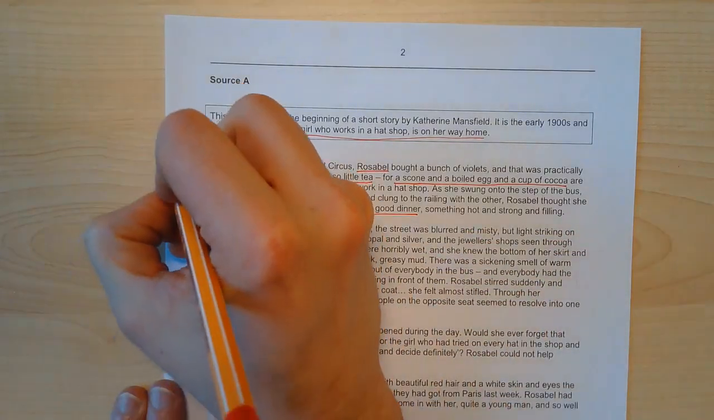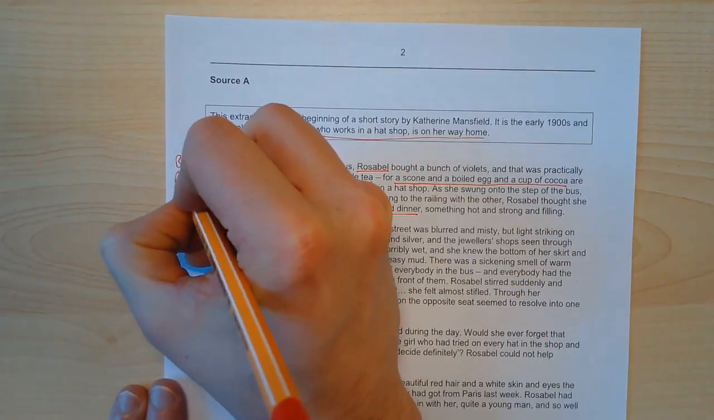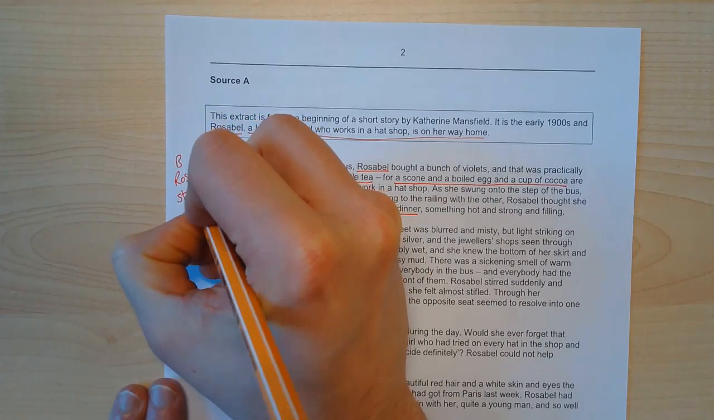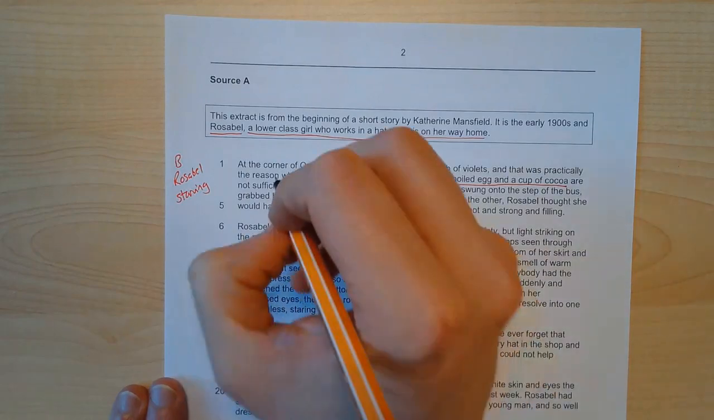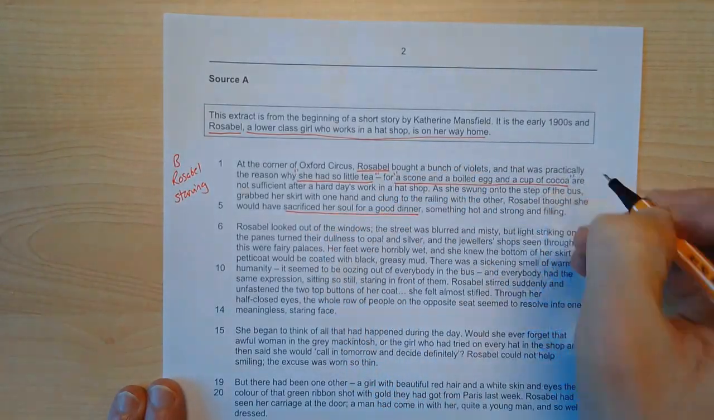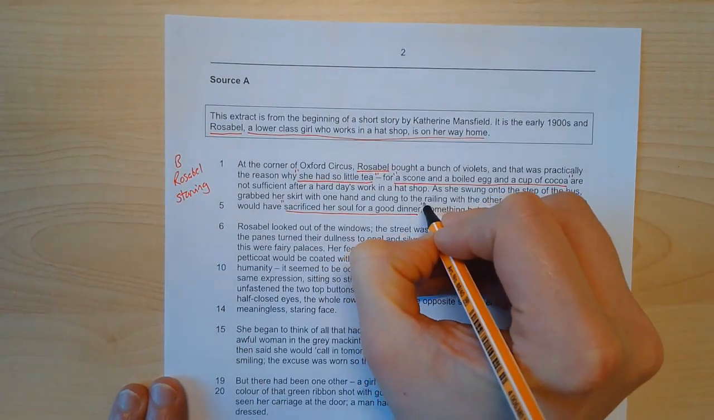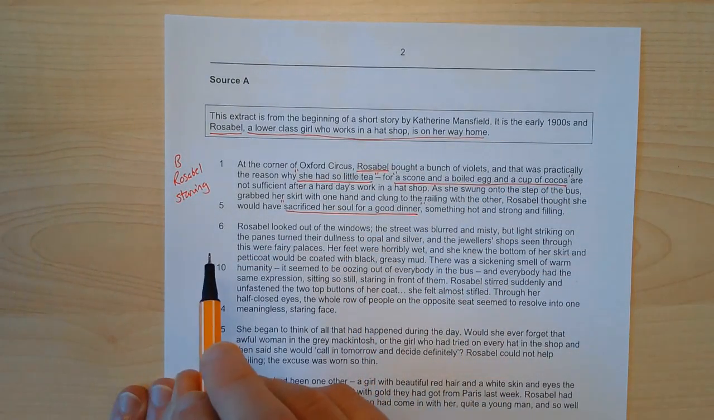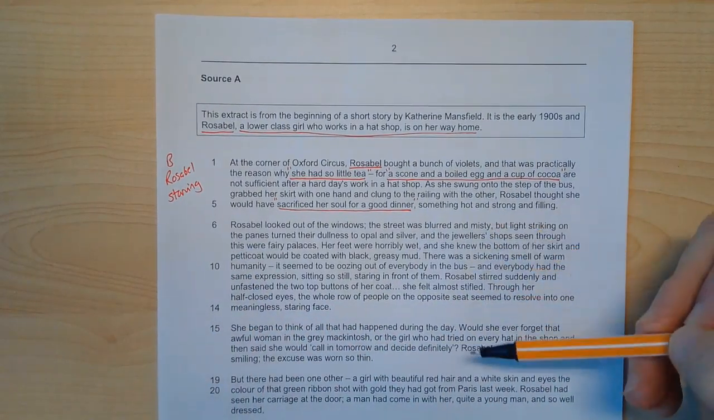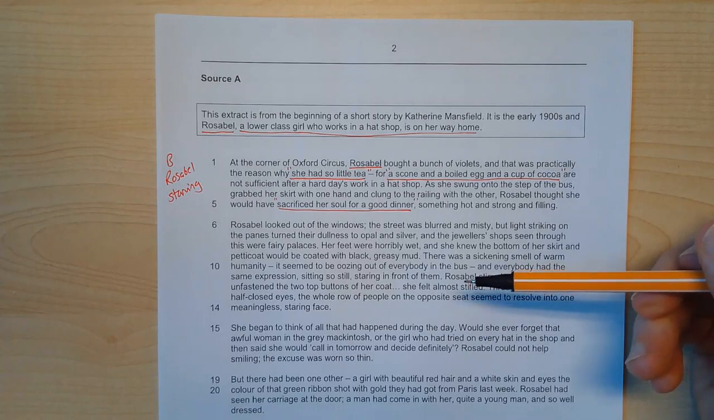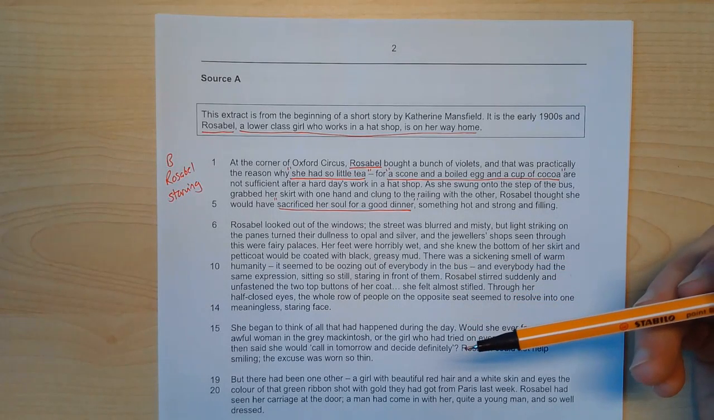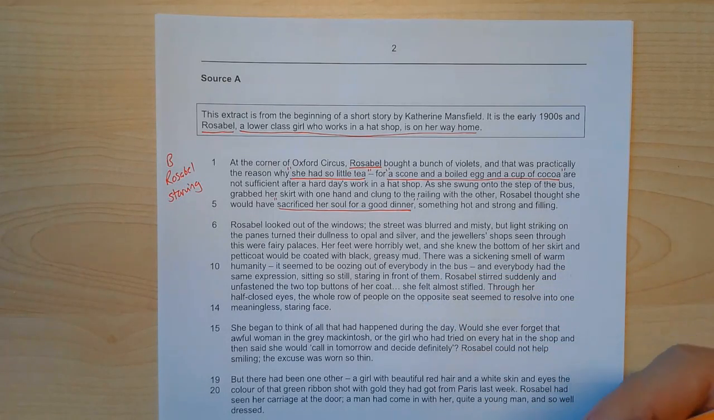At the beginning of this extract, Rosabelle is presented as starving. They're my quotations. She's had so little tea. She had a scone, a boiled egg and a cup of cocoa. She'd have sacrificed her soul for a good dinner. Why she's presented that way, I don't know, because I've only read this bit so far. As the source develops, it might be kind of Charlie and the Chocolate Factory. She might land on a miraculous supply of food. She might go hungry for the rest of the source. So we don't fully know why.